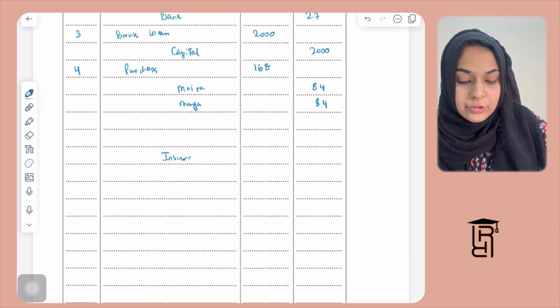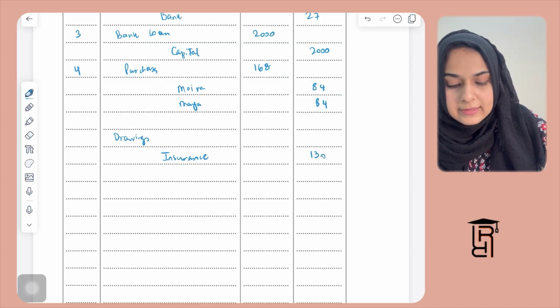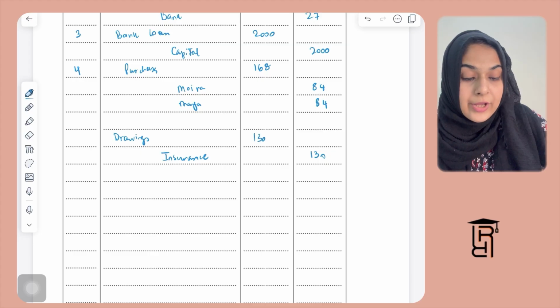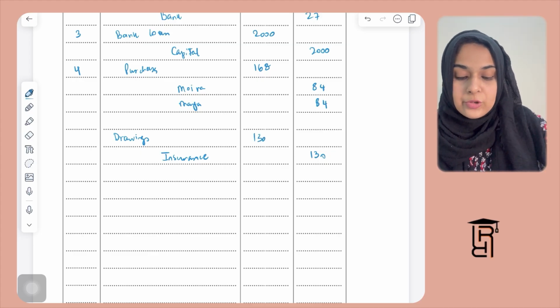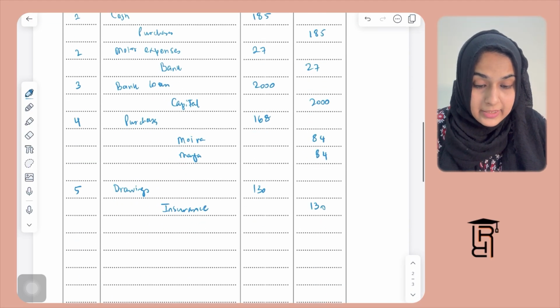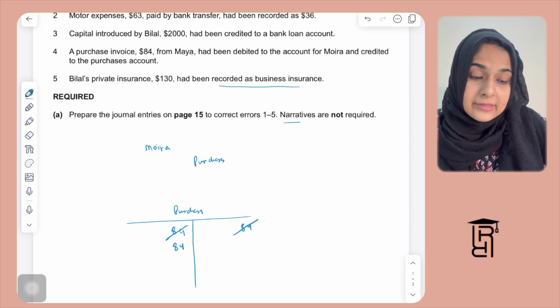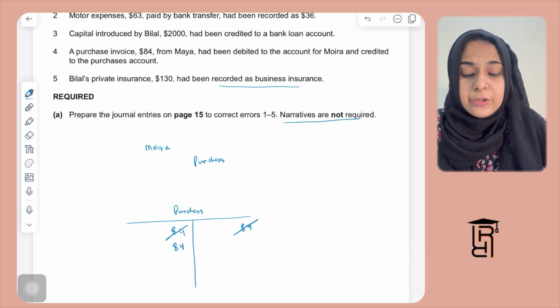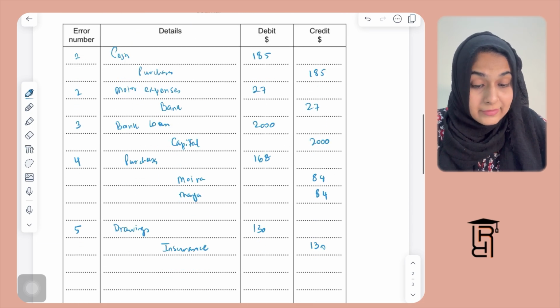I'll credit insurance, and this will be $130, and I need to record this in the drawings account, because this is drawings. So we'll basically transfer the insurance into drawings. So drawings will be debited, insurance will be credited. This is error number 5. So that's it for the errors. They haven't asked you to write the narratives, so we are not supposed to write the narratives here. This is for 11 marks.